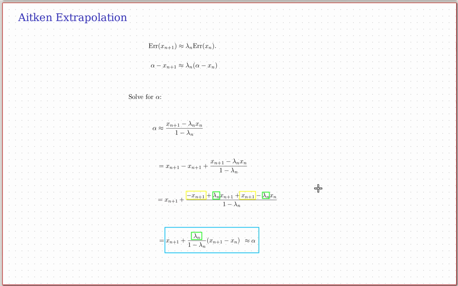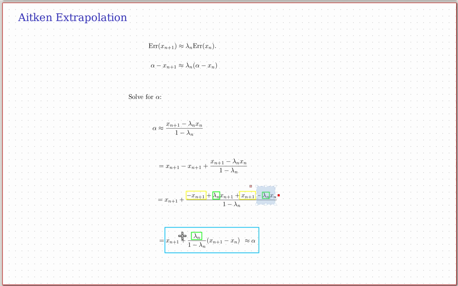And now what we see is that these yellow terms disappear. I've got a negative xn plus 1 and a positive xn plus 1, so I can get rid of those. And all I'm left with are these two terms. And these two terms have a common factor of lambda n, which I pull out. So I pulled out that common factor of lambda n, and I wrote it over the denominator 1 minus lambda n. And what's left inside, after factoring out the lambda n, is xn plus 1 minus xn. So that's what I got here.